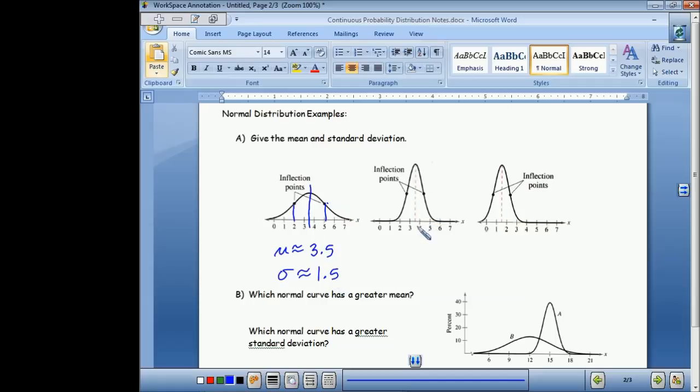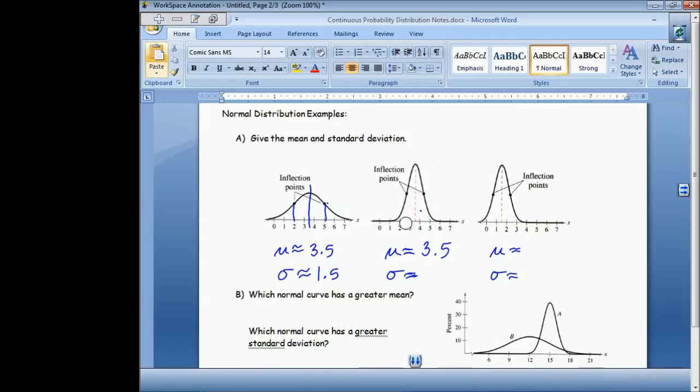All right, take just a minute and see if you can do the next 2 on your own.